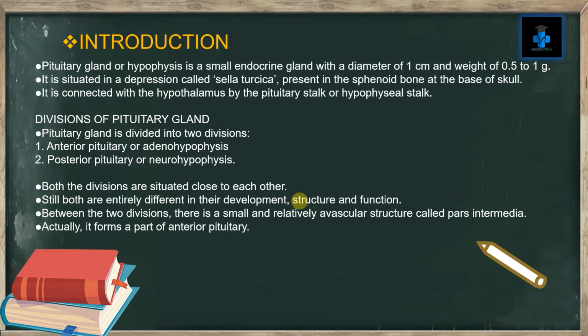Divisions of pituitary gland. Pituitary gland is divided into two divisions: anterior pituitary or adenohypophysis, and posterior pituitary or neurohypophysis. Both the divisions are situated close to each other. Still, both are entirely different in their development, structure, and function. Between the two divisions, there is a small and relatively avascular structure called pars intermedia. Actually, it forms a part of anterior pituitary.